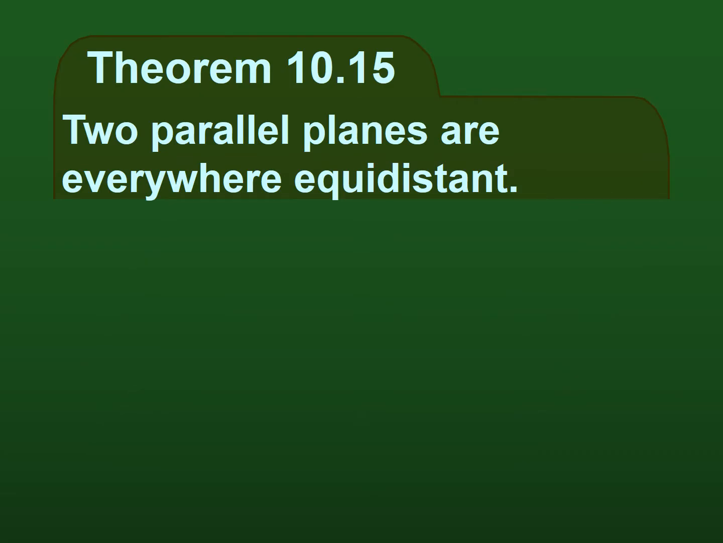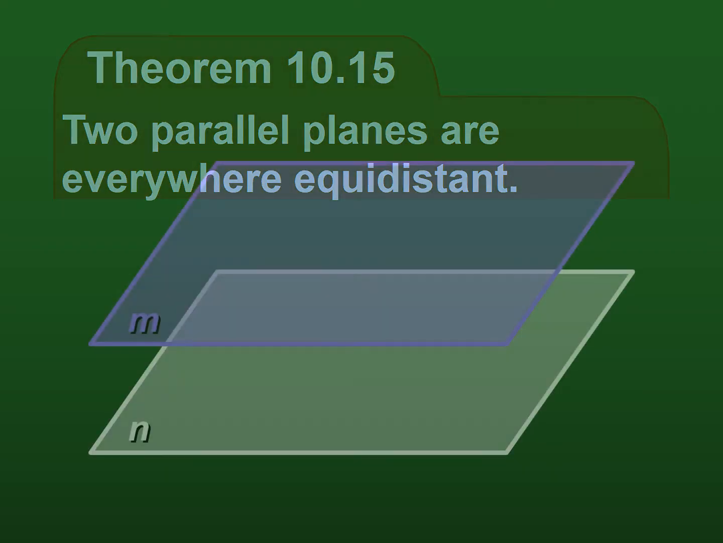Our next theorem says that two parallel planes are everywhere equidistant. Equidistance means that it's the same measurement all across the two parallel planes. So here are two planes. Any distance between plane N and M is going to be the same measurement.